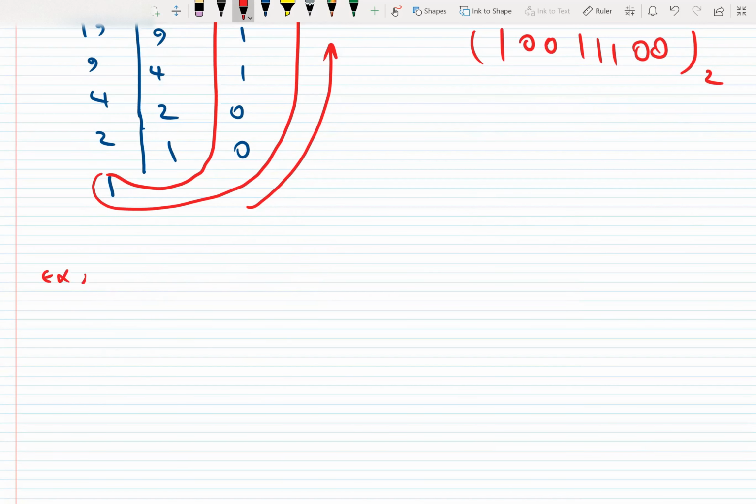Okay, the next example, we want to convert 3875 from base 10 to base 16. Please pause the video and do it yourself, and then compare your results with my solution.